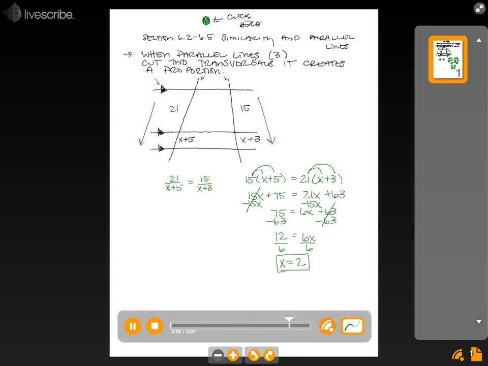Now, all we did is we found x in this particular problem. If it asked us to find the line segments, we would plug it back in, but we're going to stop here because it doesn't tell us to go any farther. And that's all we have to do if there's parallel lines and 3 parallel lines and they're cut by 2 transversals. That's how we would set up a proportion, and that's how we would solve it.